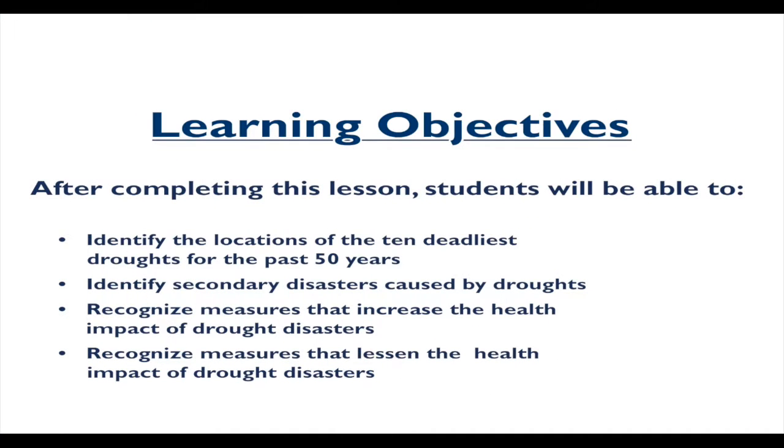We also want to identify the locations of the 10 deadliest droughts for the past 50 years and to identify secondary disasters caused by droughts. We also want to be able to recognize those measures that increase the health impact of droughts, as well as recognizing those measures that actually lessen the health impact of drought disasters.